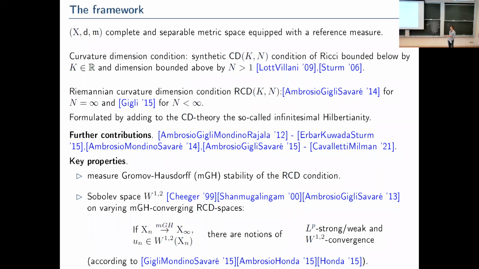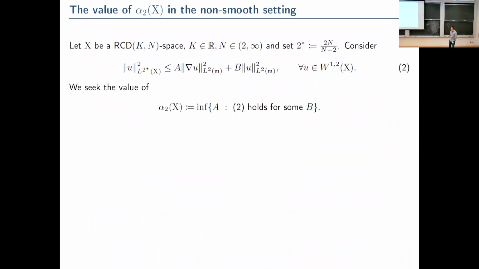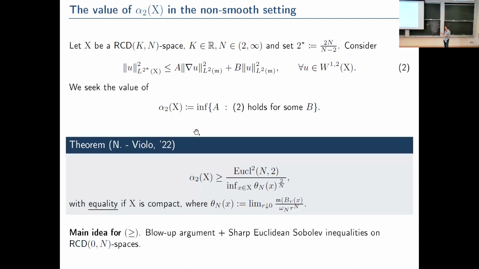So you can do this. You can take Sobolev functions on varying spaces. You can speak about strong and weak convergence and also Sobolev convergence. Okay, so let's start with the value of alpha. So let's try to refine things of Aubin and Trudinger in this setting. So we consider this very same Sobolev inequality with constants A and B, and we seek the value of alpha in this generalized singular setting.